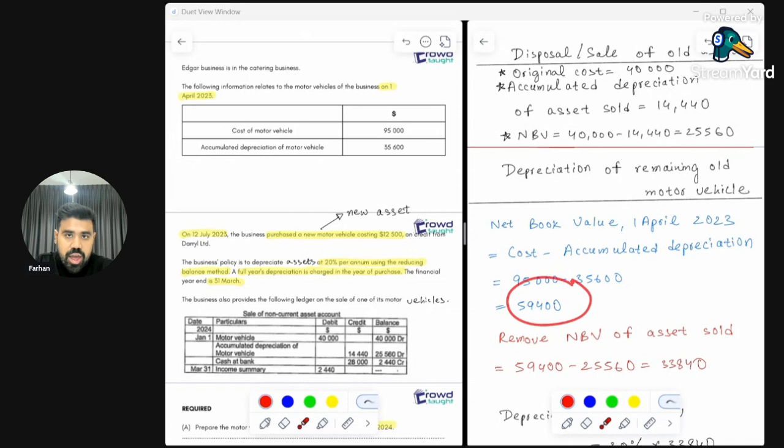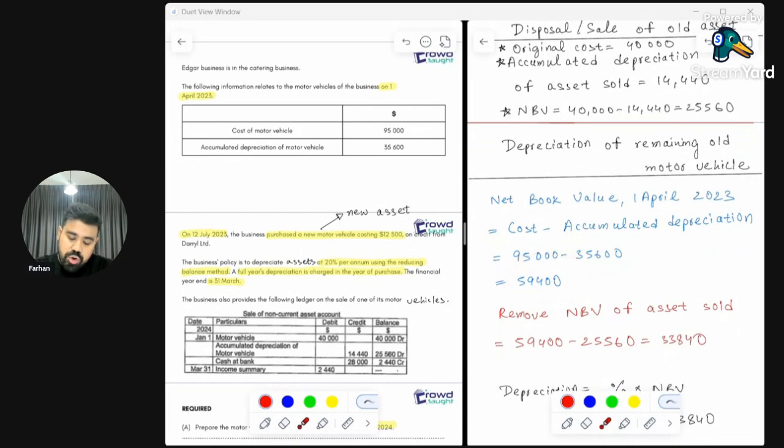So what we have to do now is remove the net book value of the asset that we had sold from this net book value of $59,400, which includes all non-current assets at the beginning of the year. So we're removing the net book value of the assets sold from the total net book value for all assets combined, which is simply $59,400 minus $25,560, and that gives us $33,840 as the remaining net book value for old assets that are still remaining.